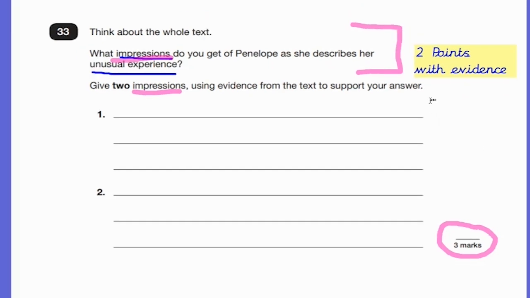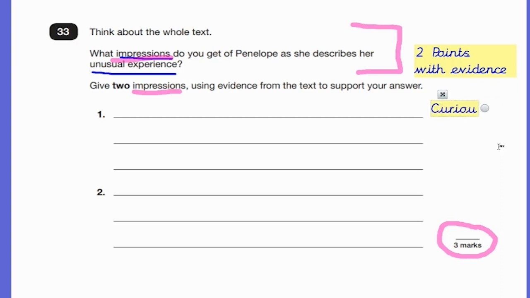Now, in regards to impressions, lots of the children made the mistake of talking about Penelope's feelings, that she was scared, that she was afraid, that she was confused. But these are feelings, these aren't character traits. So the impression questions ask the children to give character traits. Now, what are some of the character traits that we could use to describe Penelope?